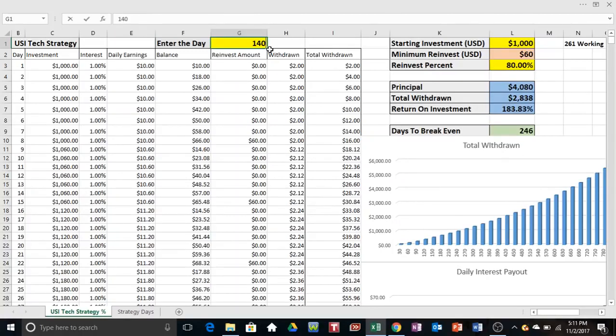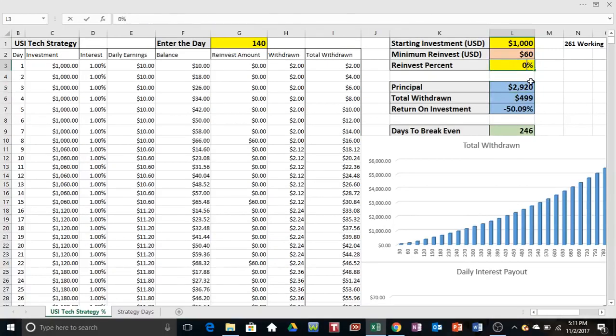So if I put 140 days right there, you can see over here on the right hand side, at using an 80% rebuy, we wouldn't break even until day 246, and our principal on day 140 would be $2,920. So that's how you do that.